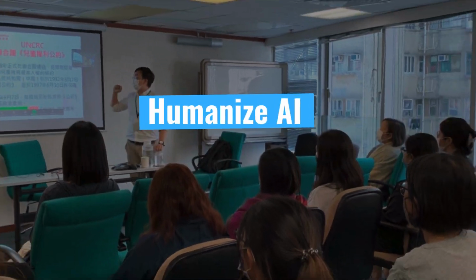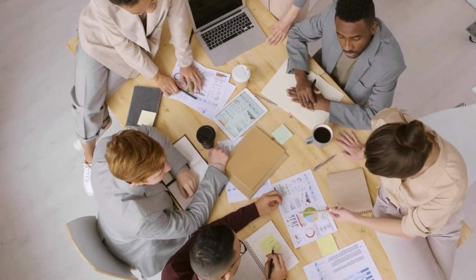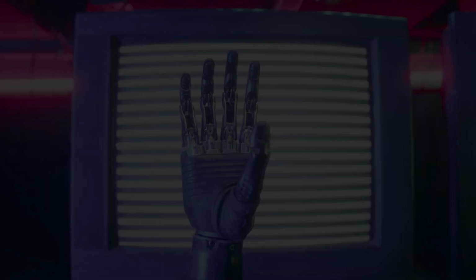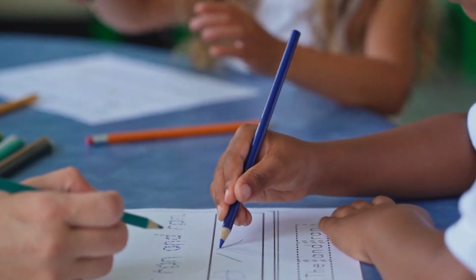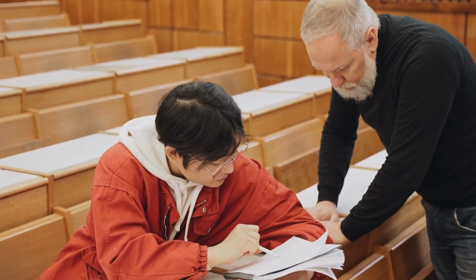First up, we have Humanize AI. This tool is all about making your writing sound more natural and human-like. Whether you're working on an essay or a project, Humanize AI helps transform robotic text into more engaging and natural content. It's perfect if you want to ensure your academic papers have that conversational touch without losing any professionalism.